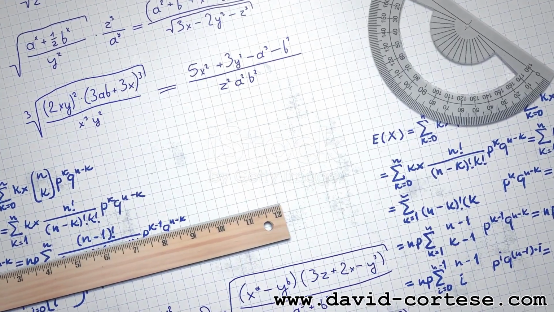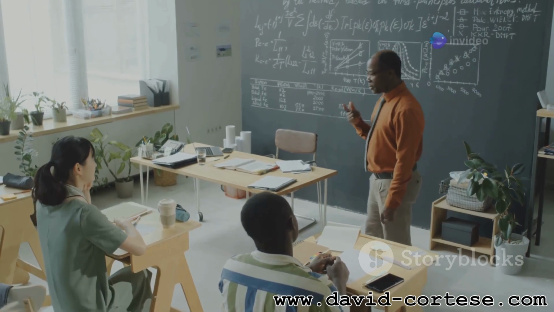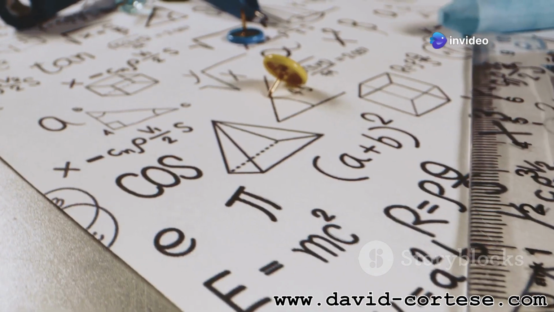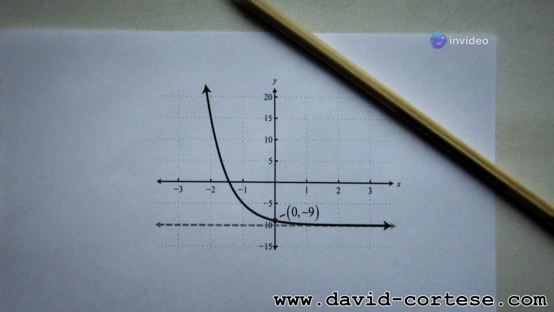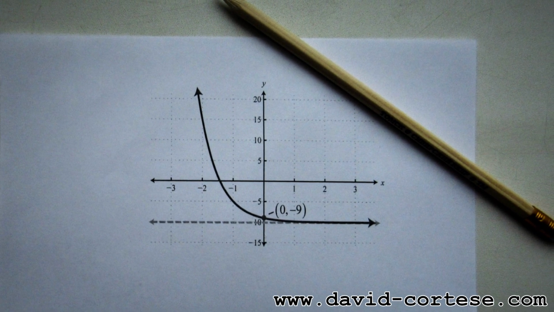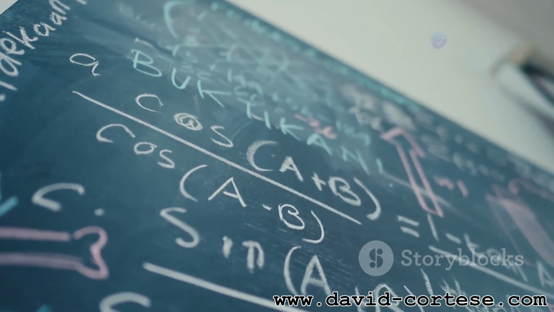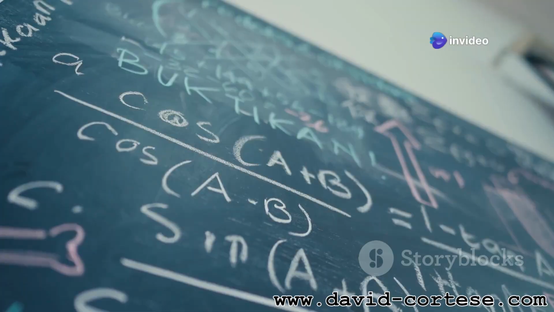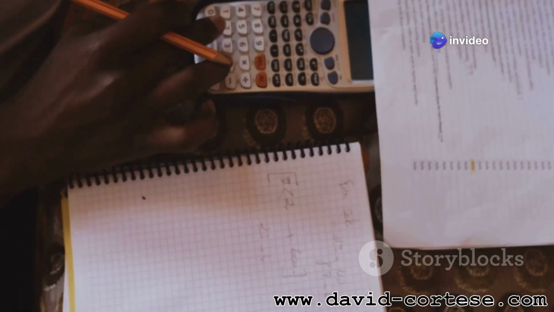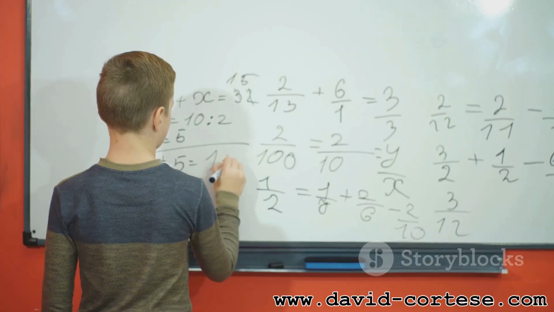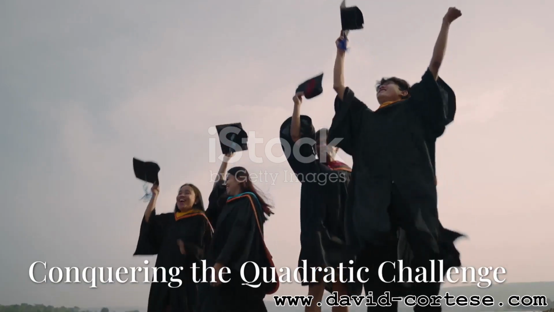Section 8. Key takeaways and quadratic wisdom. As we wrap up our quadratic journey, let's remember these key points. Quadratic equations are equations with a variable squared, like x squared. They graph as parabolas, which are U-shaped curves. The standard form of a quadratic equation is ax squared plus bx plus c equals 0. The quadratic formula is our secret weapon for finding solutions or roots to these equations. Don't be afraid to tackle quadratic equations. With practice, you'll be a pro in no time.